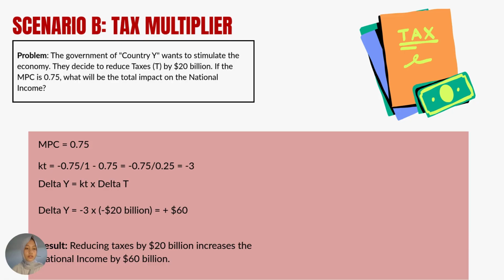And then there is a new formula again that we're going to use here: delta Y equals K sub T times delta T, or the tax. So delta Y equals minus 3 times minus $20 billion, which equals plus $60 billion. So the result is reducing taxes by $20 billion increases the national income by $60 billion.